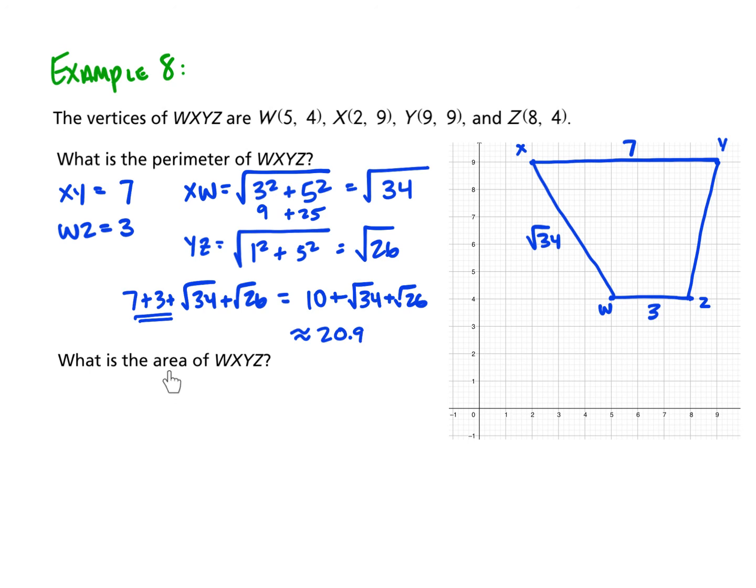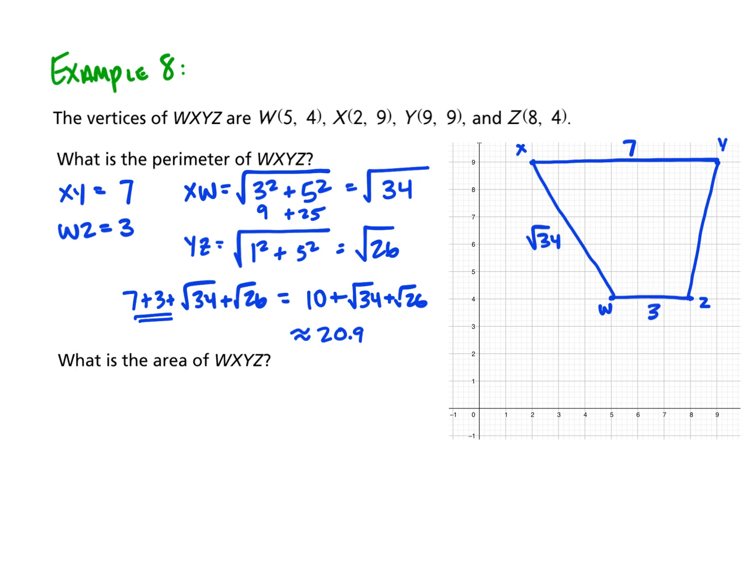Now the second thing asks me to find the area of this shape. To do that, I need to think about what kind of shape this is. I notice that both the top and the bottom are horizontal segments. That means they're parallel. These other two sides are not parallel. I can see that this one has a negative slope, whereas this one has a positive slope. They're definitely not parallel. So if it has one pair of parallel sides, it's a trapezoid.